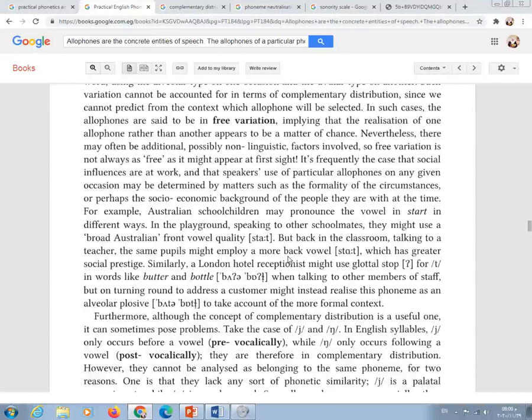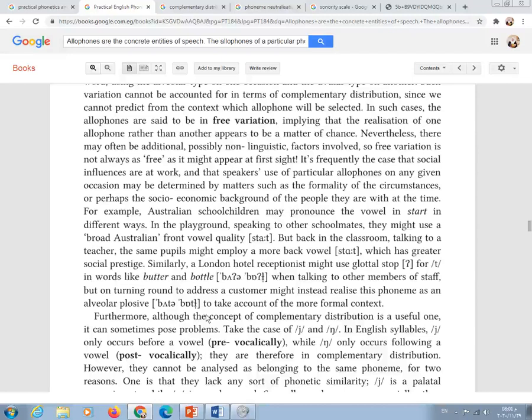So here, this variation has to do with the social influence of sounds or of forms, okay? So with one another, children say the less standard pronunciation, but when they talk to the teacher inside the classroom, they turn to the standard.